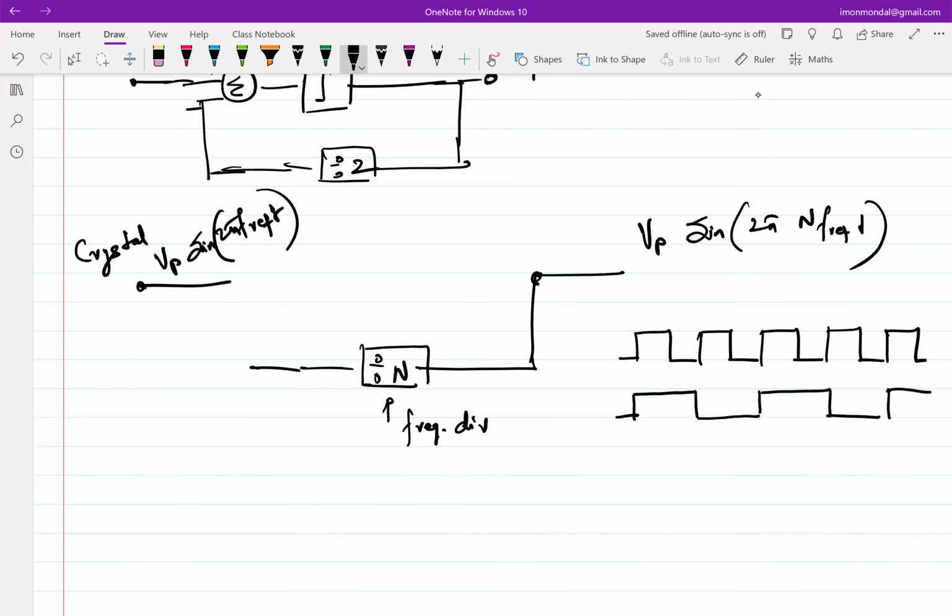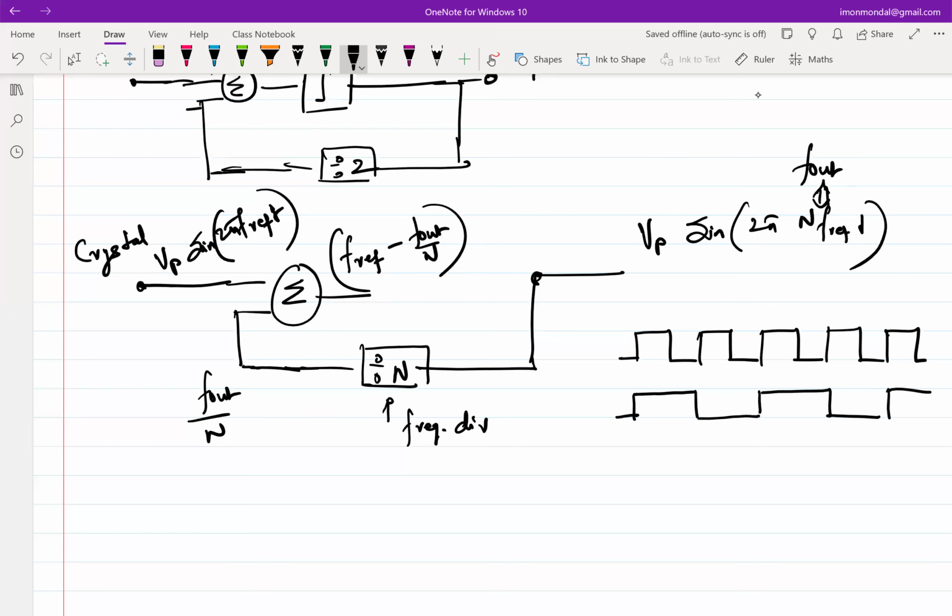So what do you have here? If this is f_out, we still don't have n f_ref, this is f_out. So you have f_out over n, and you need to compare these two frequencies, in frequency comparison, not voltage comparison. Mind you, voltage is still maybe VDD or whatever, VP. So at the output, I want something whose frequency component is f_ref minus f_out over n. Among all the things we have been discussing till now, can you suggest something that can generate this?